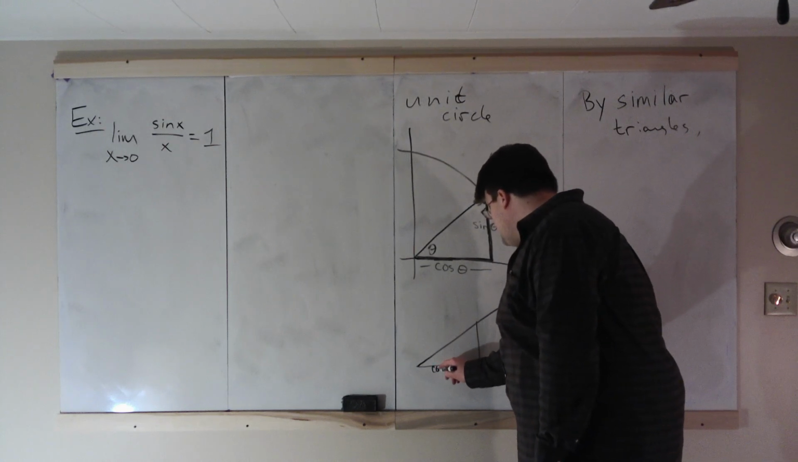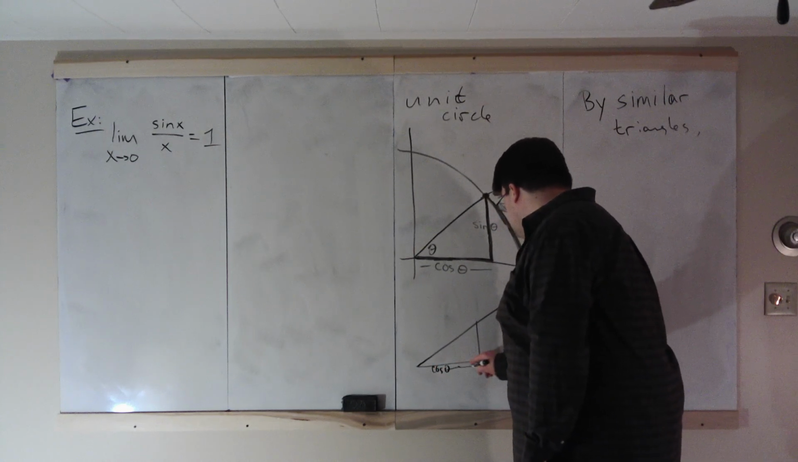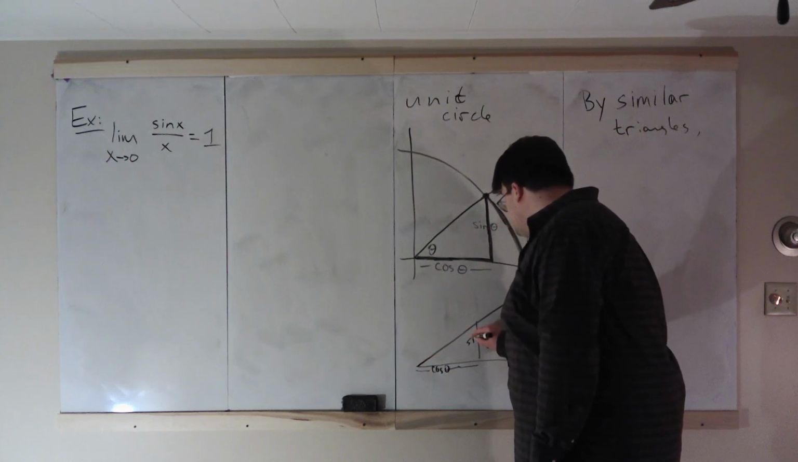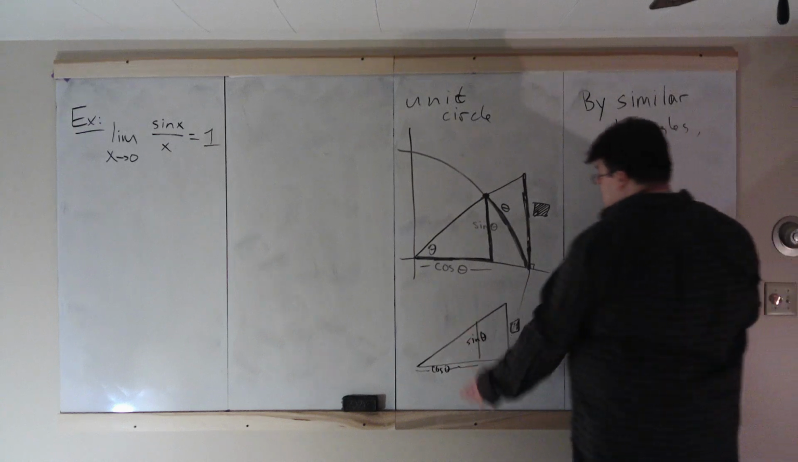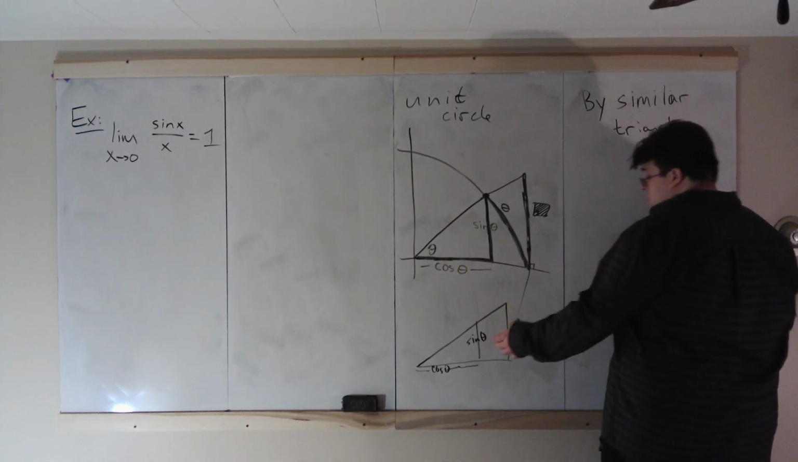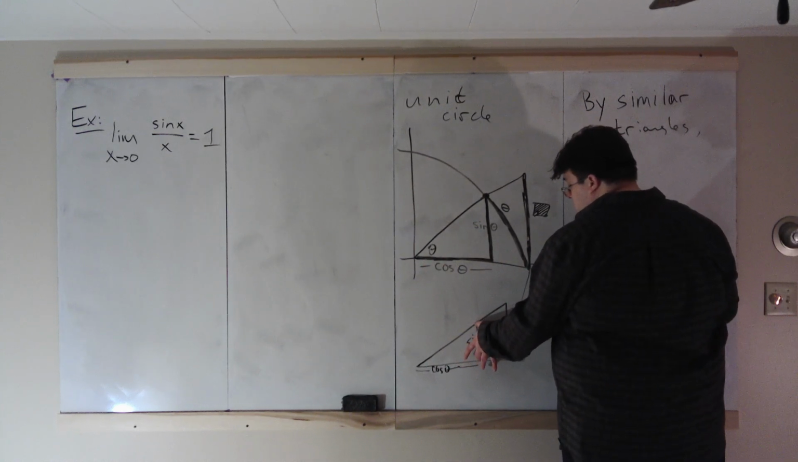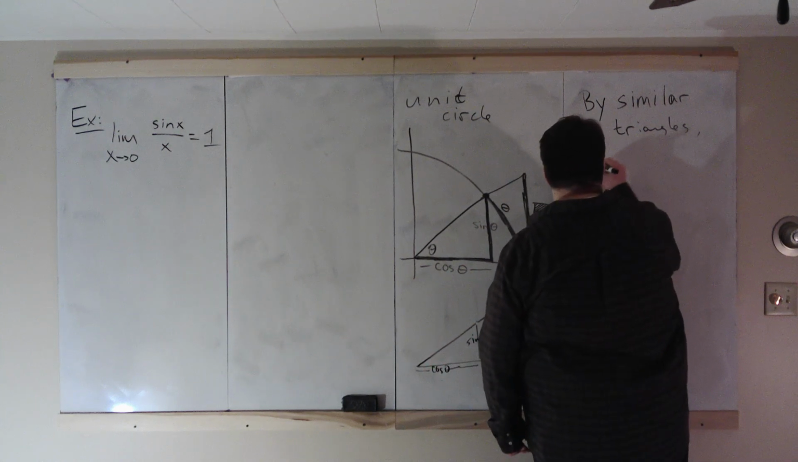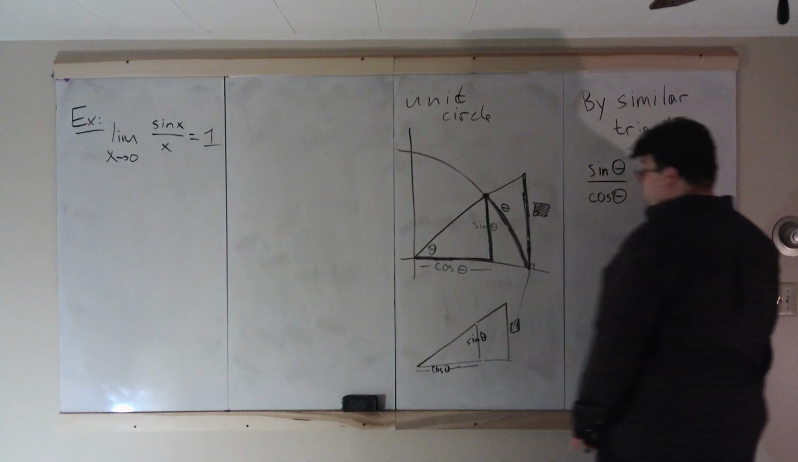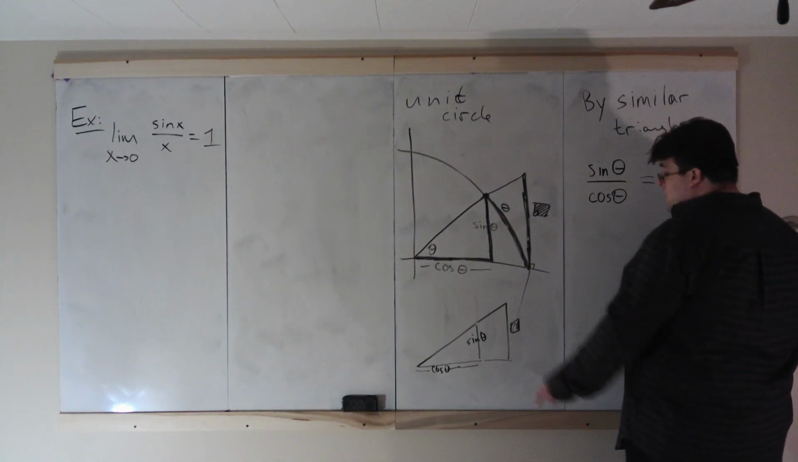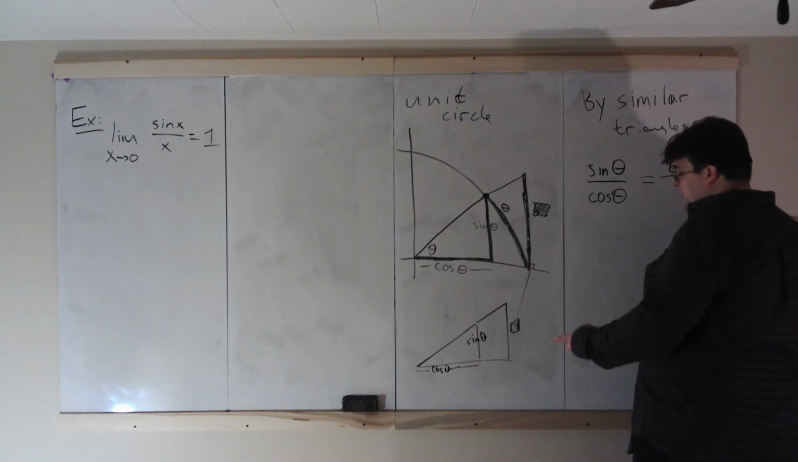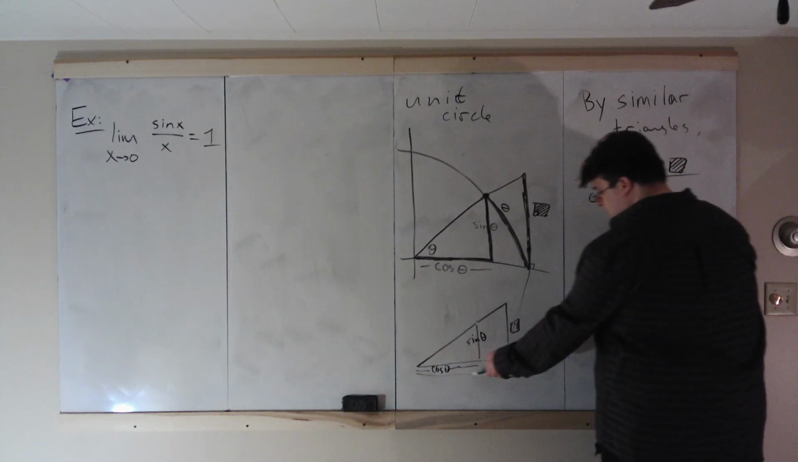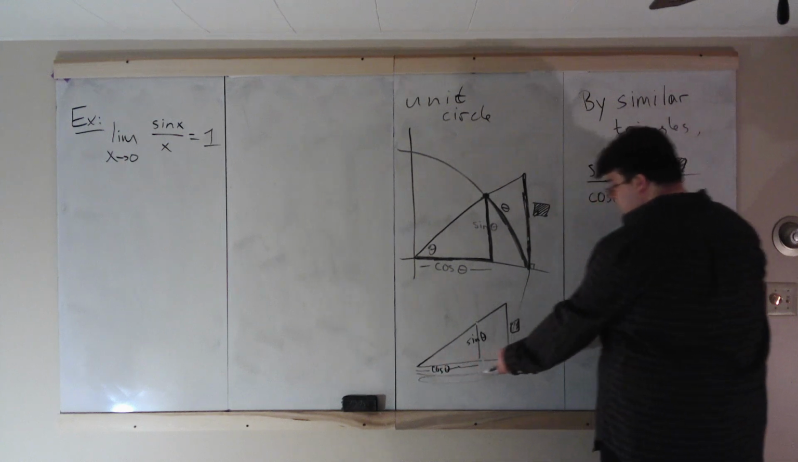So this distance here is cosine theta. This distance here is sine of theta. That distance is box. So we can set up a ratio. Using the small triangle, let's do this side over that side. On the small triangle, we have sine theta over cosine theta. The corresponding sides in the big triangle are box over this entire distance. What is that entire distance?